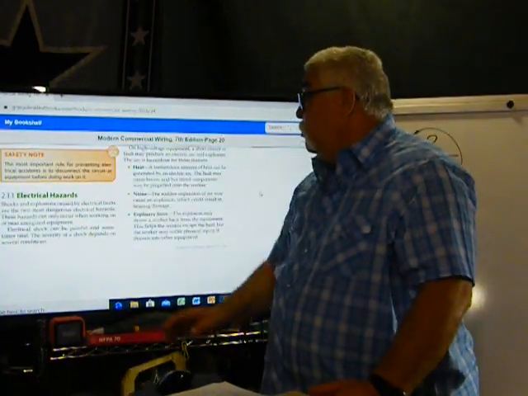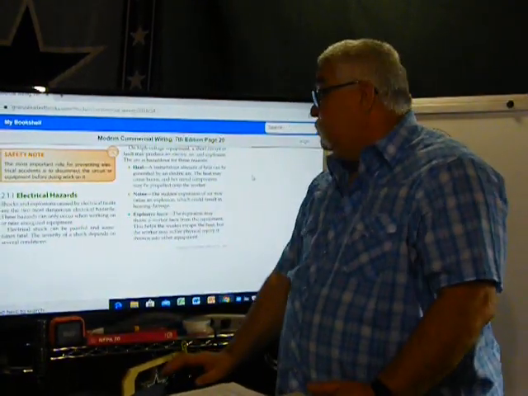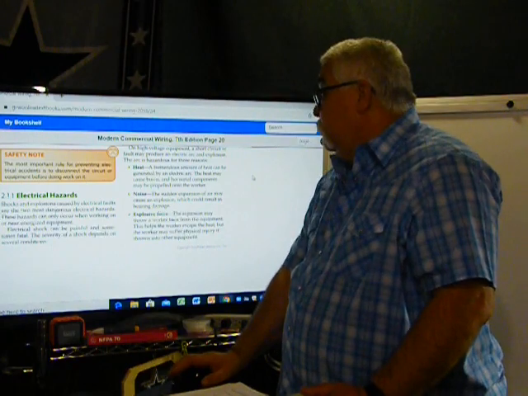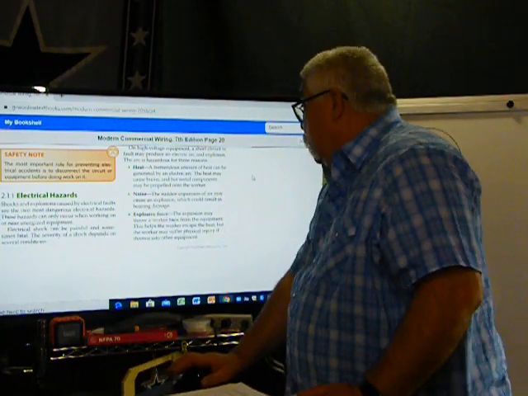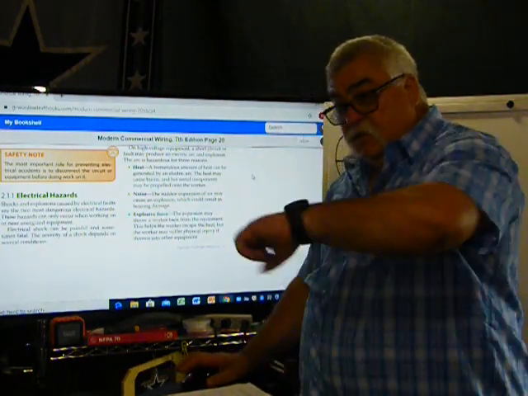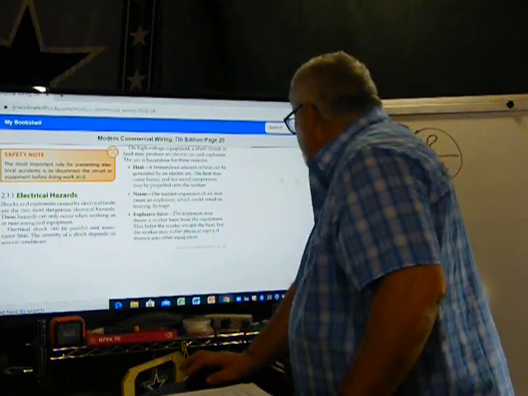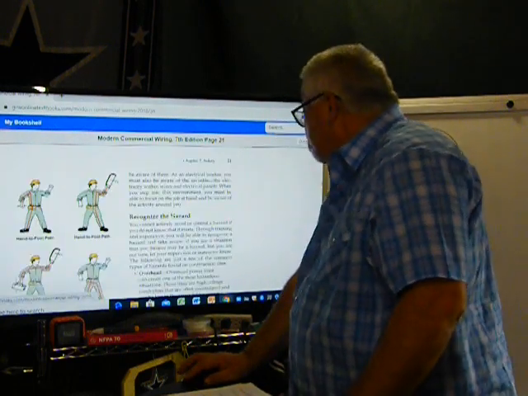Safety note. The most important rule for preventing electrical accidents is to disconnect the circuit or equipment before doing any work. Turn power off. Disconnect it. Turn the power off. Lock it out. Tag it out.